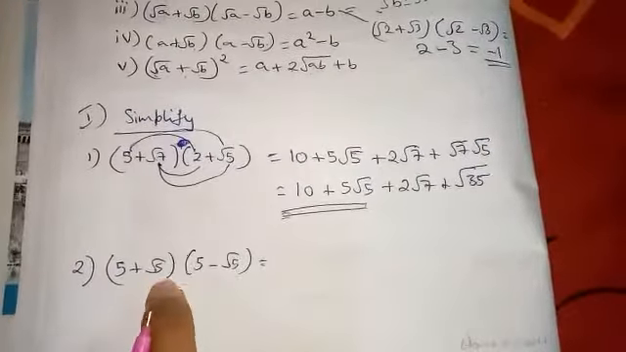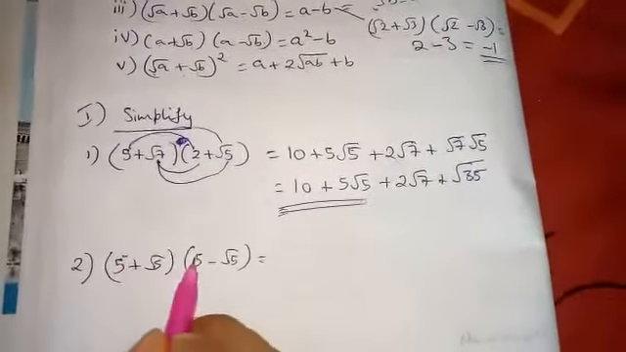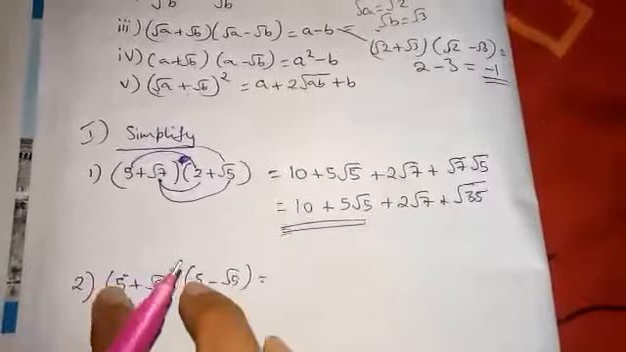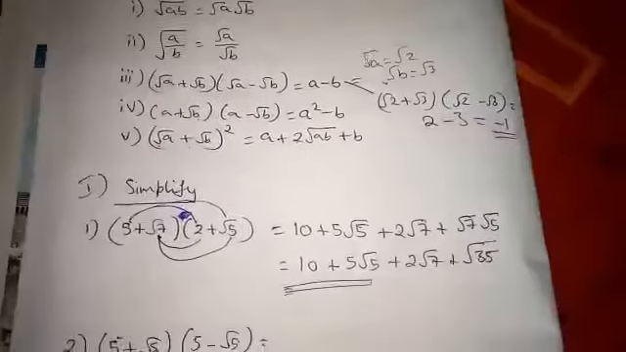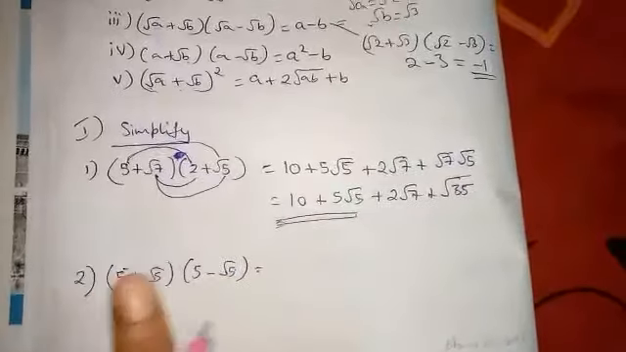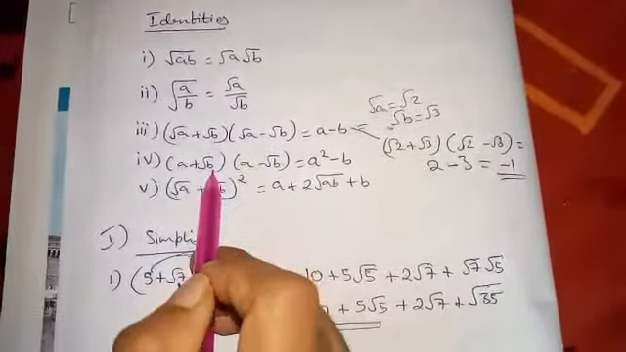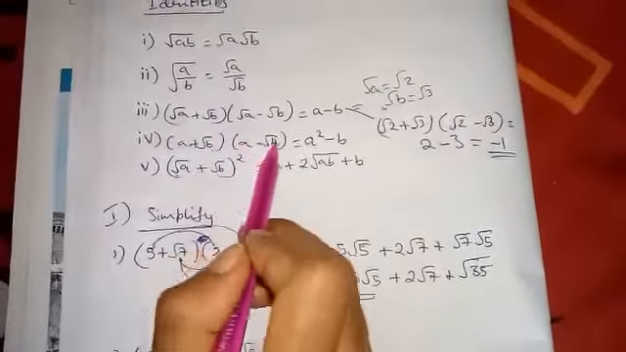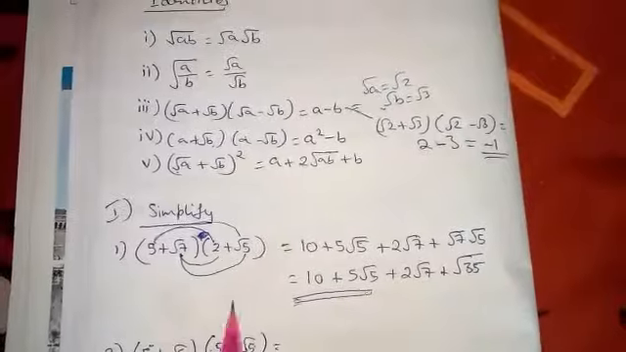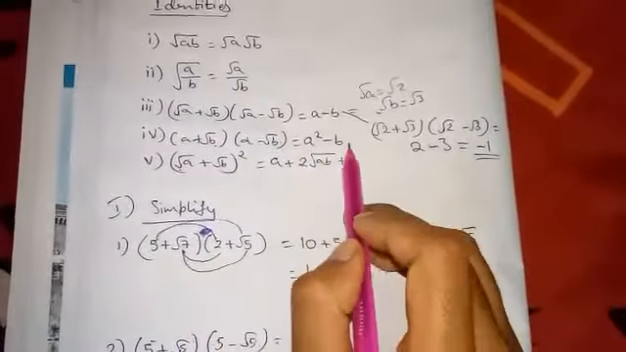5 root 5 into 5 minus root 5. See, this and this same, this and this same. So which identity? I have told you one identity. Only the second number is square root, the first part has no square root. This and this is same, here also this and this same. So the answer should be a square minus b.